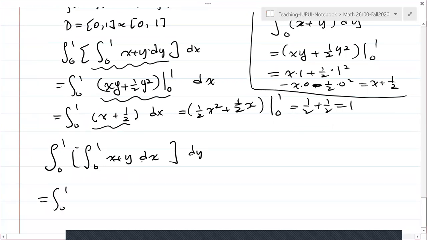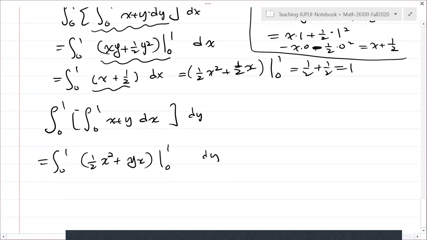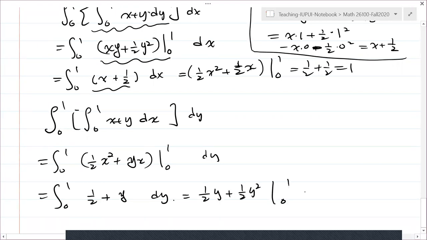So the antiderivative of x plus y with respect to x will be half of x squared plus y times x. And then you evaluate the two endpoints, okay? And then you plug in 1 for x, so it's 1/2 plus y, okay? And then you have to find the antiderivative of this function, and you evaluate two endpoints, and you get 1/2 plus 1/2 equals what?